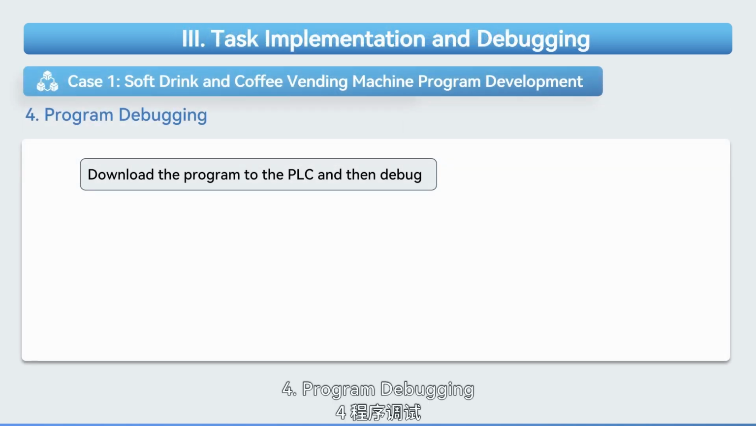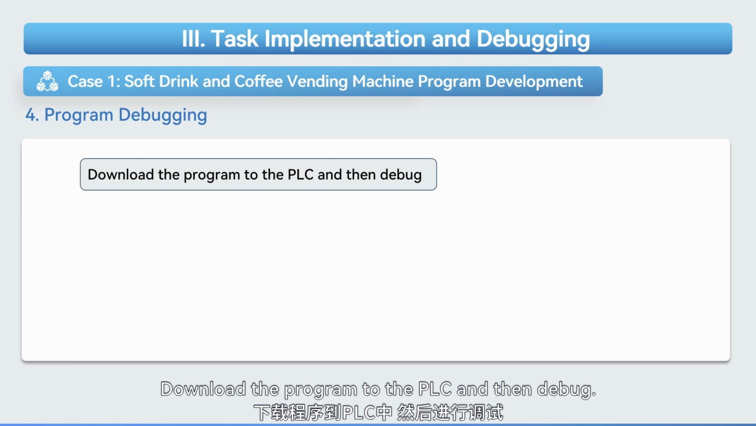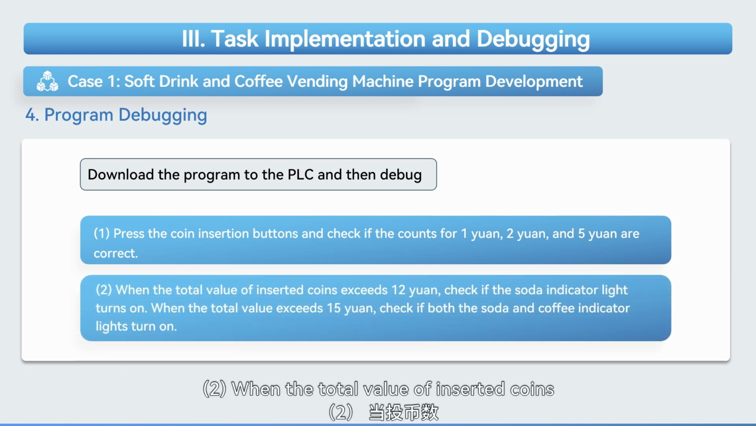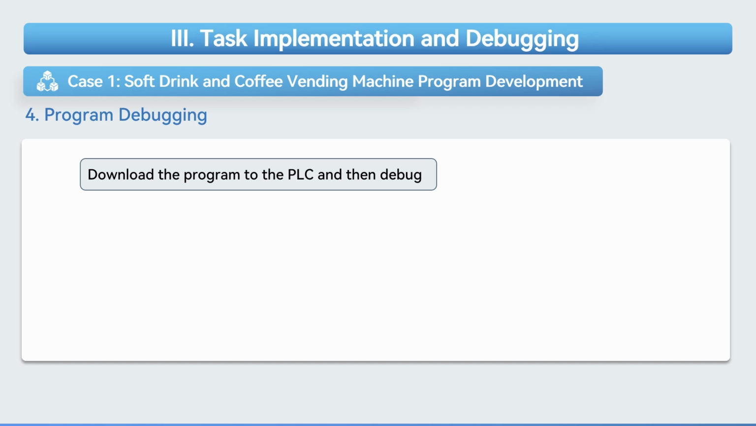(4) Program debugging. Download the program to the PLC and then debug. 1. Press the coin insertion buttons and check if the counts for 1 yuan, 5 yuan, and 10 yuan are correct. 2. When the total value of inserted coins exceeds 12 yuan, check if the soda indicator light turns on. When the total value exceeds 15 yuan, check if both the soda and coffee indicator lights turn on.